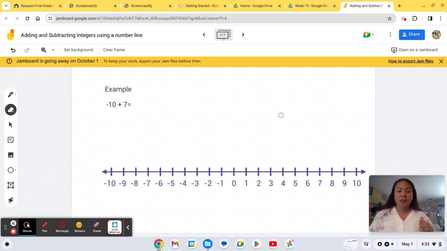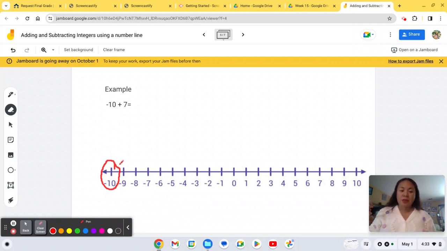Okay, so you start at negative 10. We're going to mark negative 10, and since we are adding, that means we're going to move 7 units to the right. So count with me. Ready? 1, 2, 3, 4, 5, 6, 7. And our answer is negative 3.